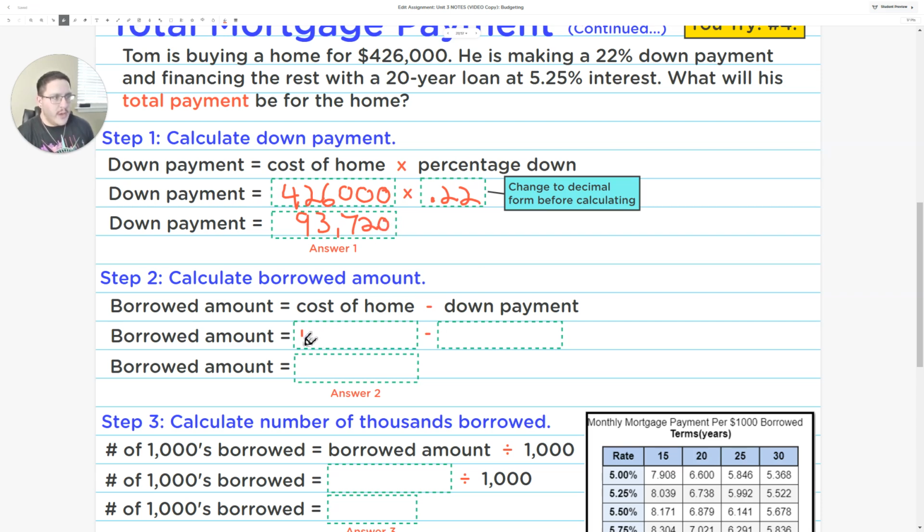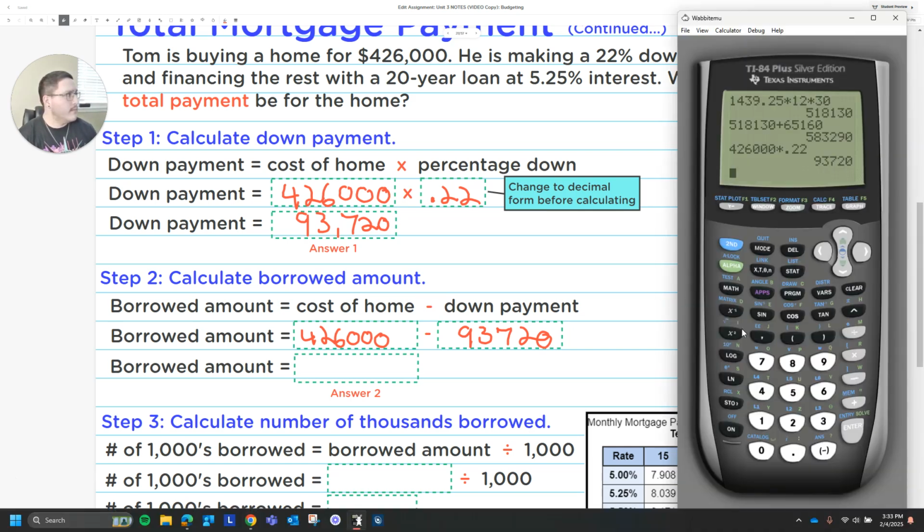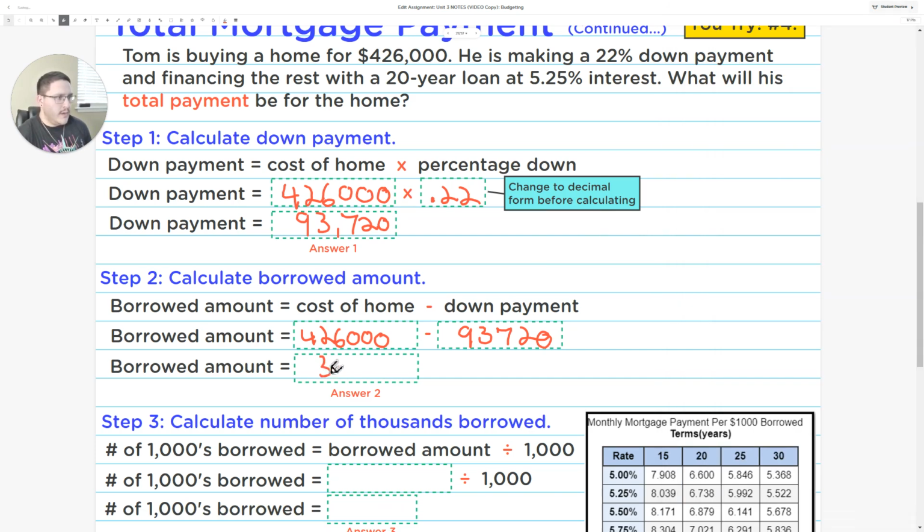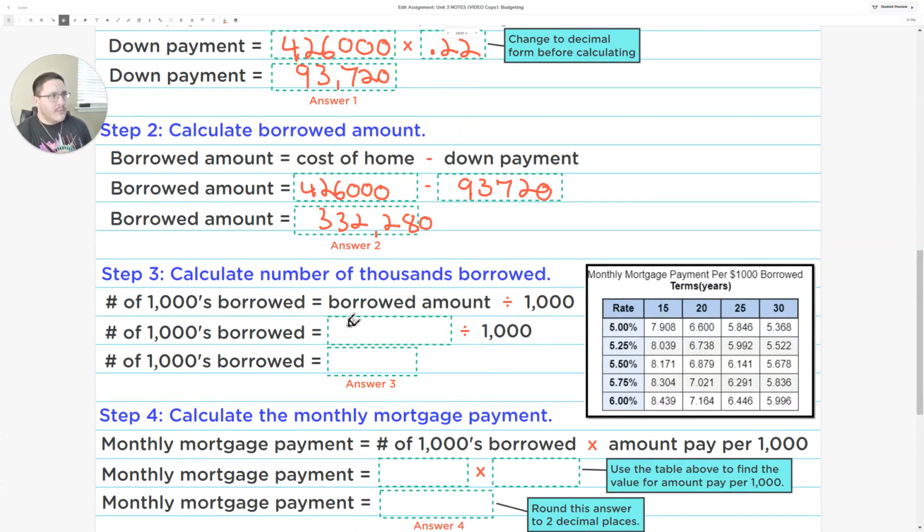So now we're going to subtract these two numbers, 426,000 minus 93,720. And we get 332,280. Divide that number by 1,000, and we get 332.28 for the number of thousands borrowed.